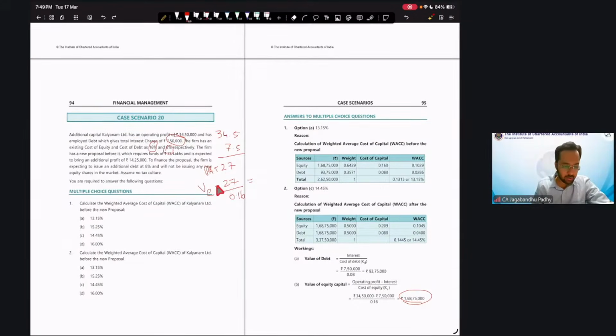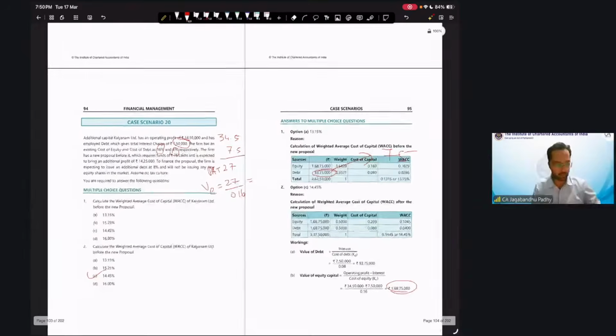So after the new proposal, the value of debt is going to increase by 75 lakhs. So 93 lakh 75,000 will be added with 75 lakhs. So that's 1 crore 68 lakh 75,000. The weightage is 0.5. And then we take the cost of debt, which is 8. Right? And then you calculate the weighted average, which is going to be simply 14.5%, which is option C. Right? So it's a pretty easy question. Just a bit of presence of mind is required for this.